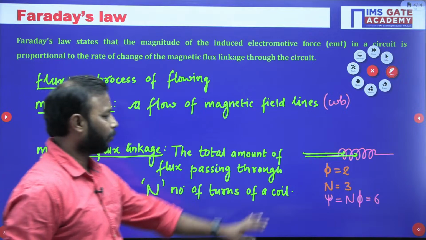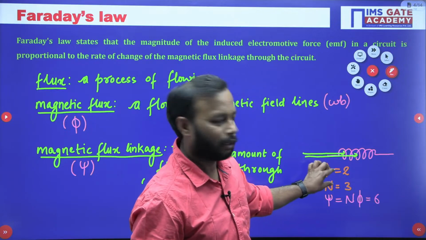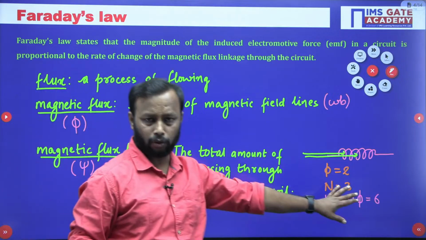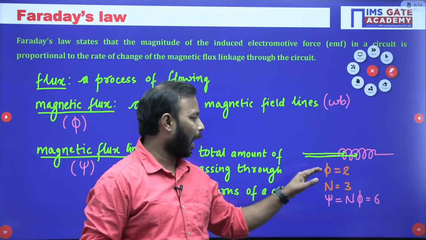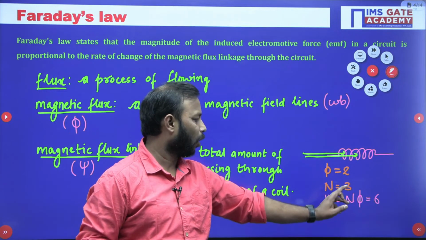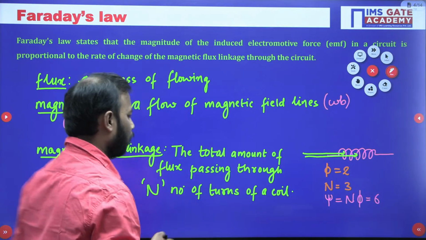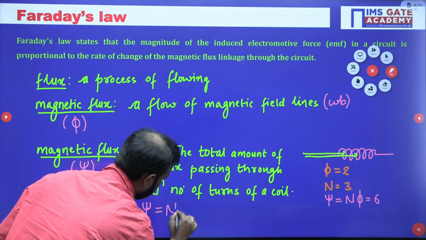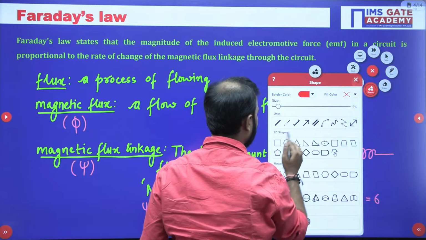Basically it is in Weber, because N, which is a number of turns, does not have any unit, and phi has Weber. So the flux linkage value here is 6. From here I can conclude that if phi is more, or if N is more, then your flux linkage is going to be more. So please remember this formula. Meanwhile, let me note down here N into phi. This formula is very, very important.